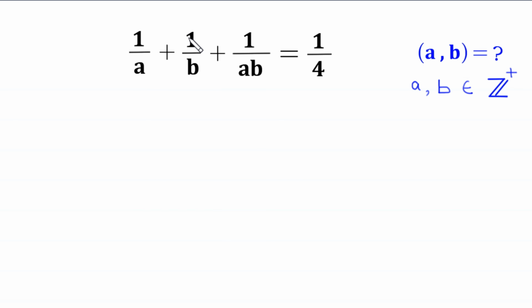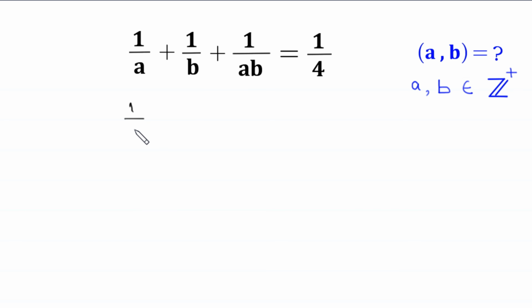1/a + 1/b + 1/(ab) = 1/4. Our job is to find all possible values of a and b such that a and b are positive integers. So let's start. First we multiply both sides of this equation by ab.